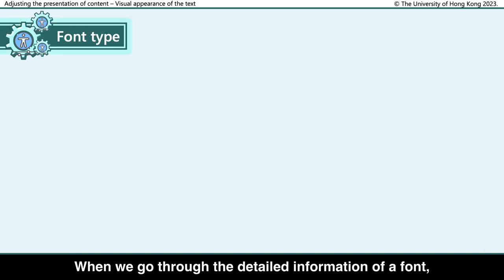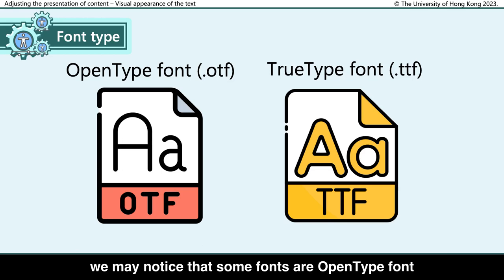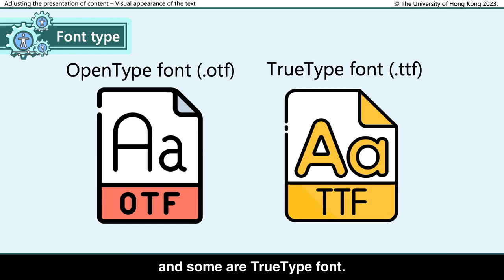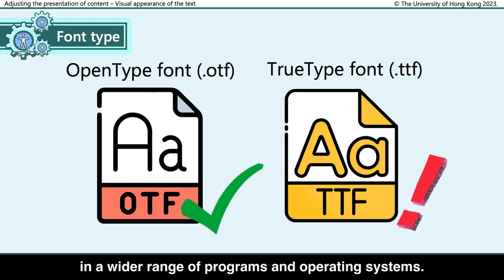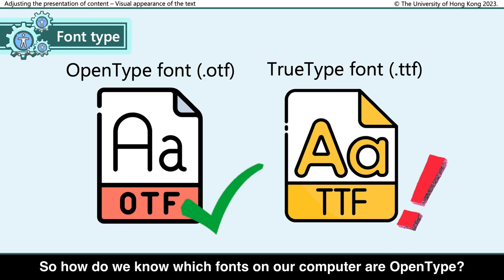When we go through the detailed information of a font, we may notice that some fonts are OpenType fonts and some are TrueType fonts. It is suggested that we use OpenType fonts to ensure greater accessibility. OpenType fonts would work in a wider range of programs and operating systems. So how do we know which fonts on our computer are OpenType?